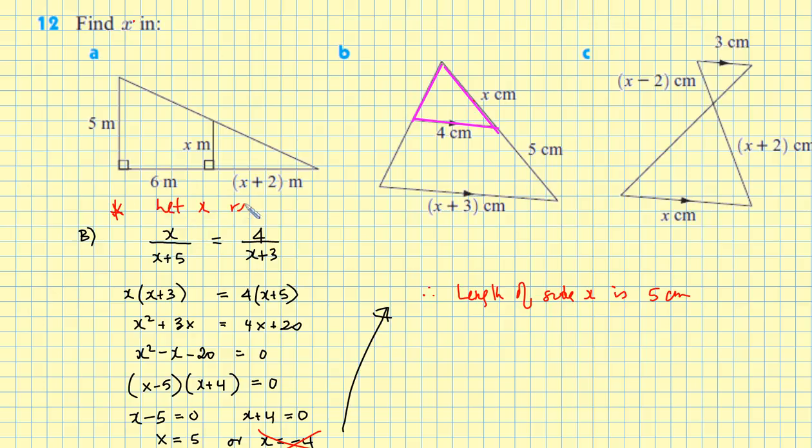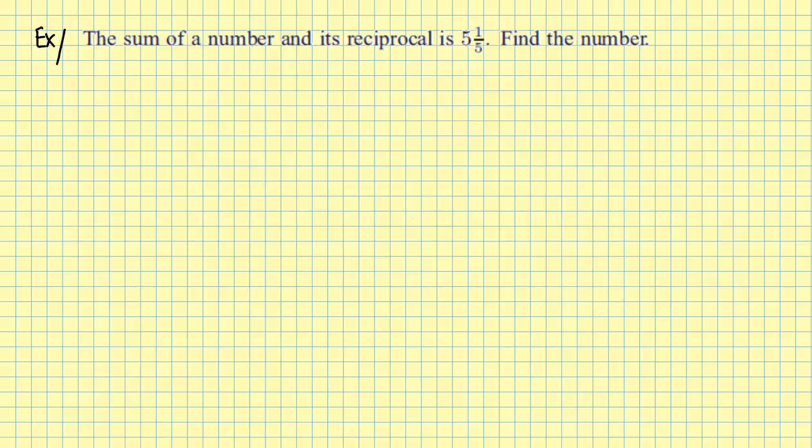Now, note that I forgot to write down what the value of x was. Let x represent the length of the side, and I'm going to go so far as to say of the small triangle. Okay, done. That's done. Let's take a look at one more example.